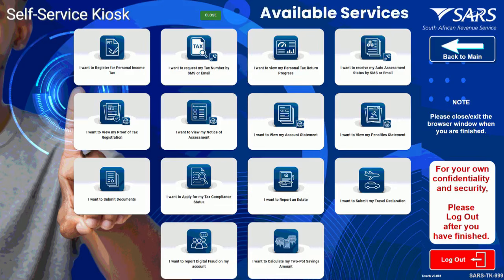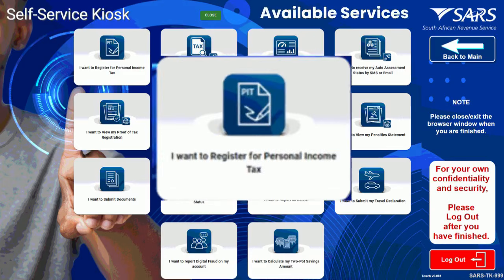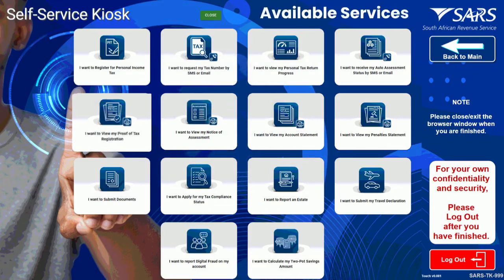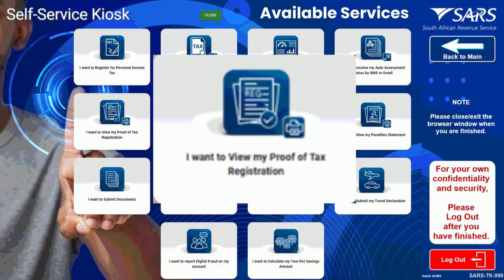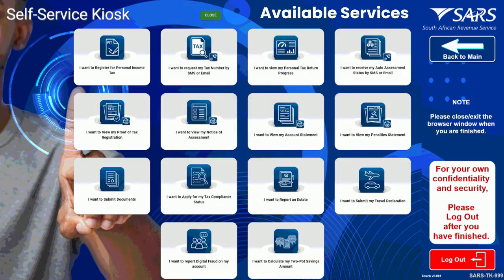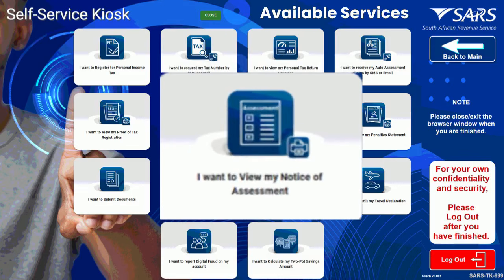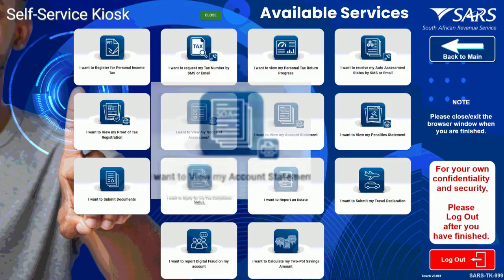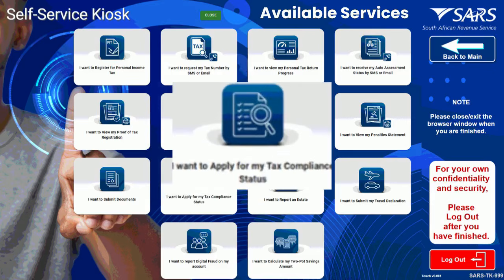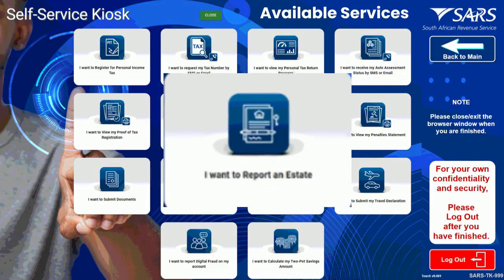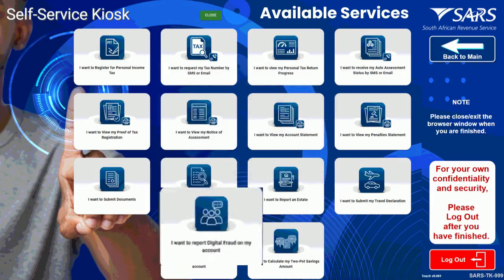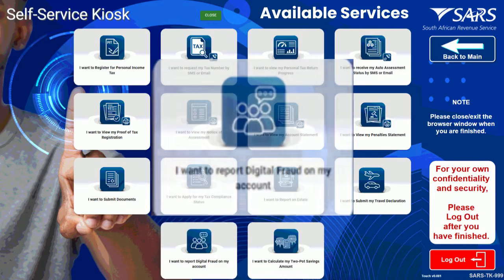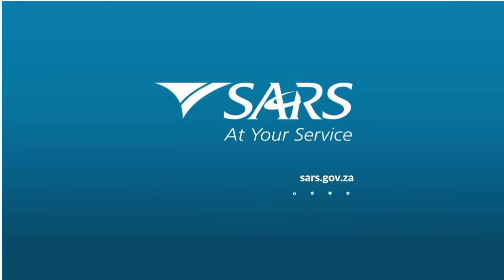Experience ultimate convenience with our self-service terminal. Easily register for your tax number, request it, or obtain a proof of registration, IT-150, in either hard or soft copy. Effortlessly view your notice of assessment, IT-34, get your statement of account, apply for tax compliance status PIN, report an estate case, or even report digital fraud on your account, all at your fingertips. SARS, at your service.